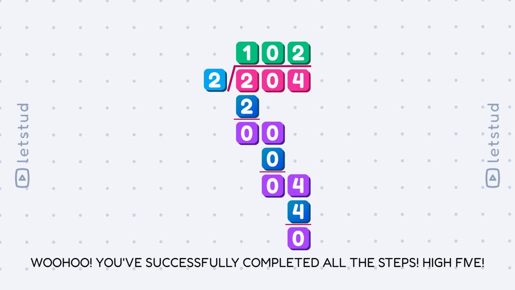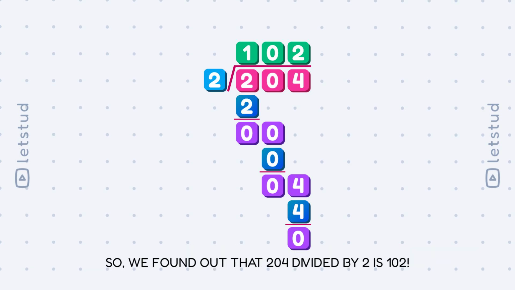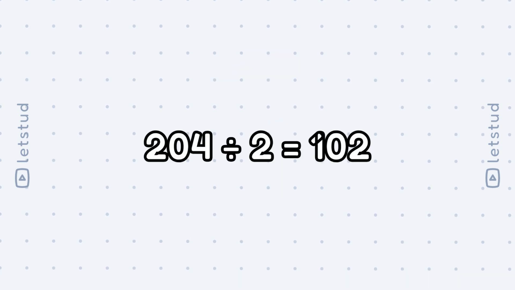Woohoo, you've successfully completed all the steps. High five. We've reached the end of our division problem. Let's see the final answer. So we found out that 204 divided by 2 is 102. Great job, everyone! We tackled each step of dividing 204 by 2 like true math champions. Remember, every long division problem is just a series of smaller, manageable steps. Keep practicing and you'll become division wizards in no time.